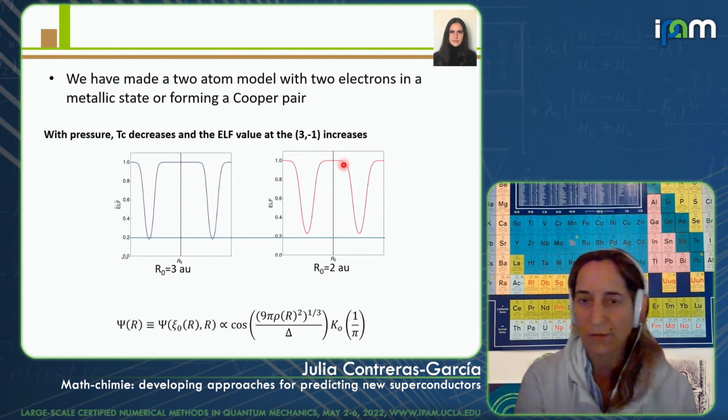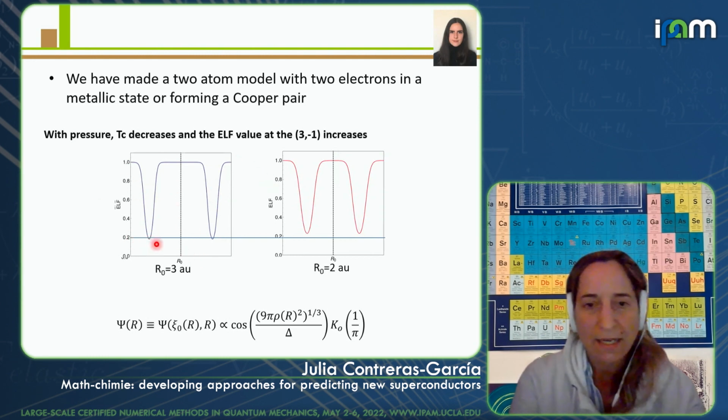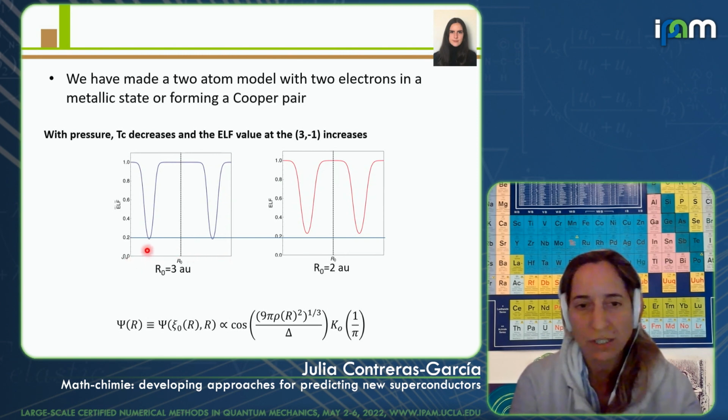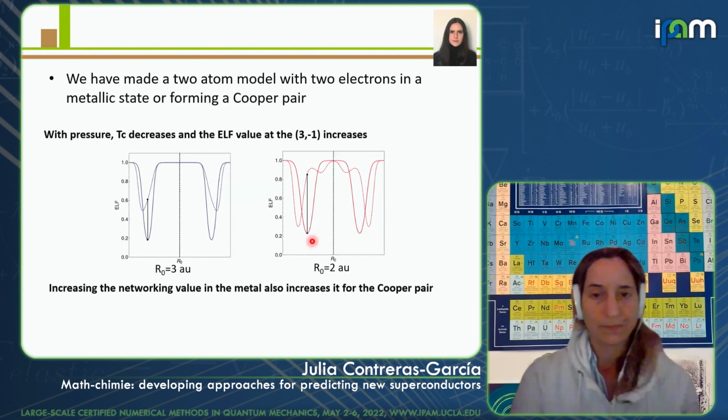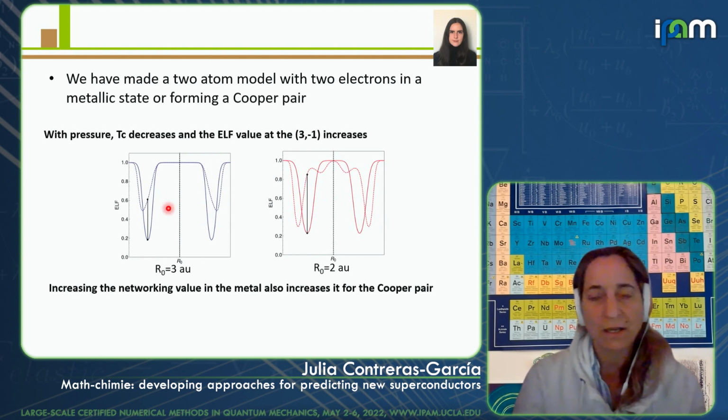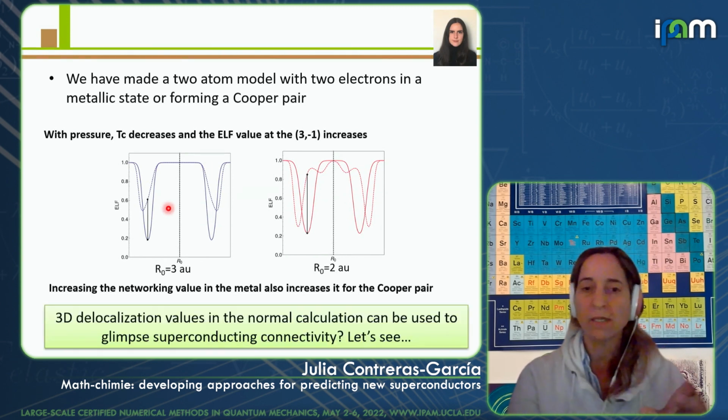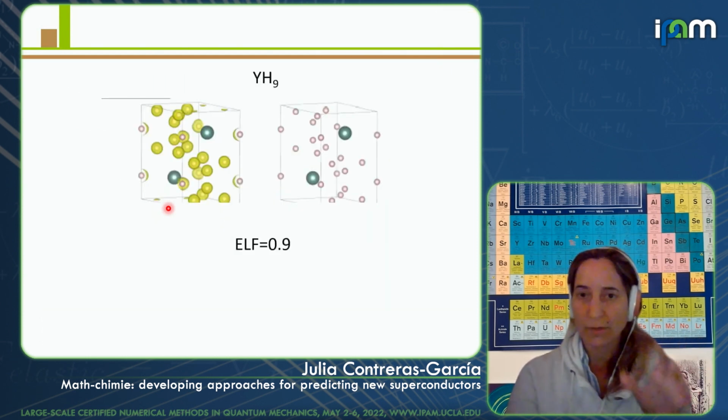These are the L functions in a metallic model that we started from. And as you can see, as we compress, here we have hydrogens more separated than here, our L value increases, like in metals, like what we just saw before. Now, if we go to the Cooper pair, you can see that it also increases with pressure. So that gave us hope with this very simple model to actually go and check what was happening in all these systems from the calculations.